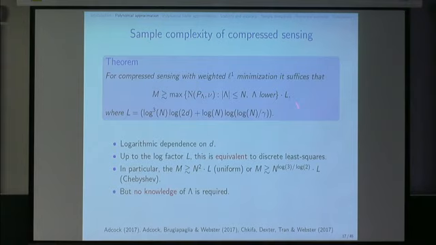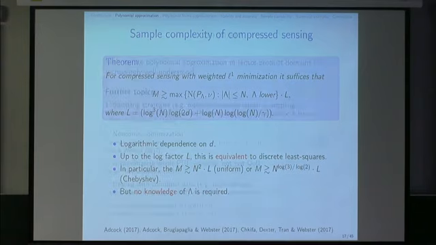In particular, we pay a small log factor in the dimension as well. The point, though, is that this factor is the same as the discrete least squares factor. So the only difference is in the log factor. In particular, if we sample from the uniform measure, the sample complexity is n squared. If we sample from the Chebyshev measure, it's n to the log 3 over log 2. But the point is we don't need to have any knowledge of our target set lambda in advance.